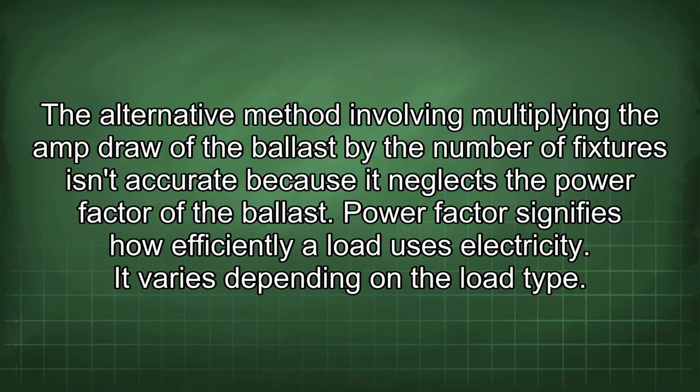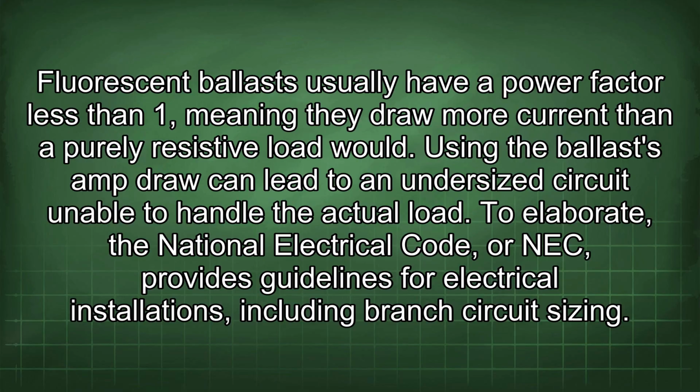The alternative method involving multiplying the amp draw of the ballast by the number of fixtures isn't accurate because it neglects the power factor of the ballast. Power factor signifies how efficiently a load uses electricity. It varies depending on the load type. Fluorescent ballasts usually have a power factor less than 1, meaning they draw more current than a purely resistive load would. Using the ballast's amp draw can lead to an undersized circuit unable to handle the actual load.